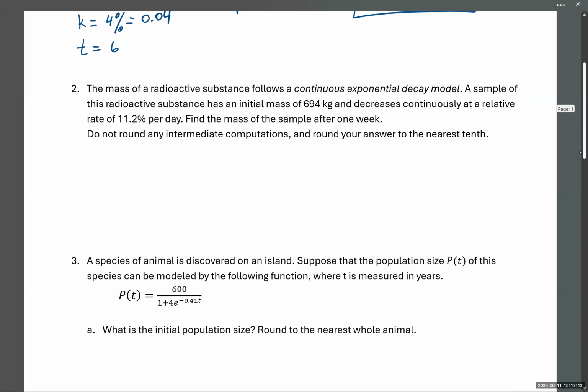The next example is dealing with a continuous exponential decay. The mass of a radioactive substance follows a continuous exponential decay model. The sample of this radioactive substance has the initial mass of 694 kilograms and decreases continuously at the relative rate of 11.2% per day. Find the mass of the sample after 1 week.